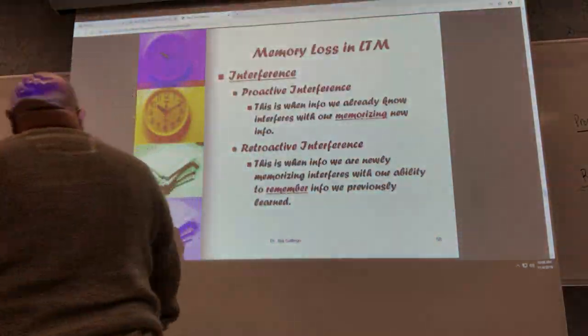Zooming out. Don't you love technology? So advanced. Okay.